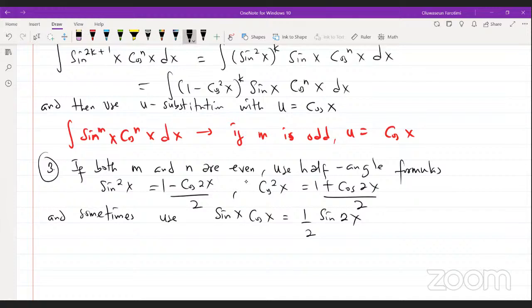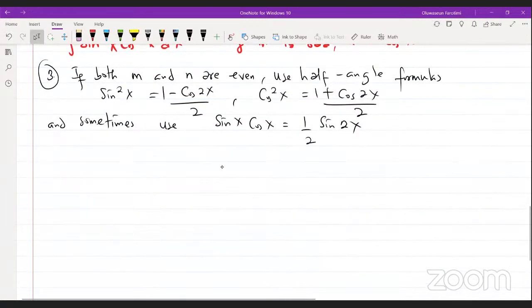So now let's look at problems. Let's look at some examples that have this kind of mixed variation. An example is going to be about, suppose I have the integral of sine to the fifth power x, cosine squared of x dx. Okay, so this is 5, this is 2.